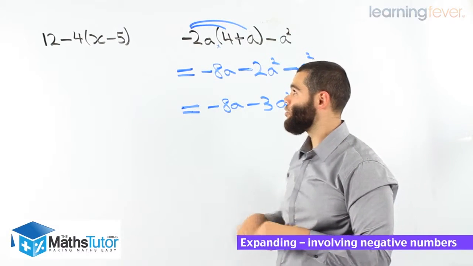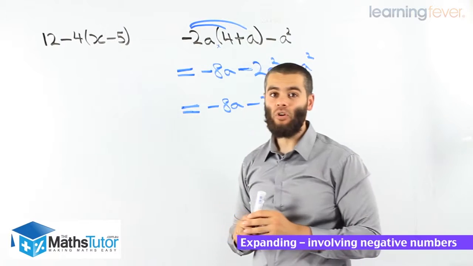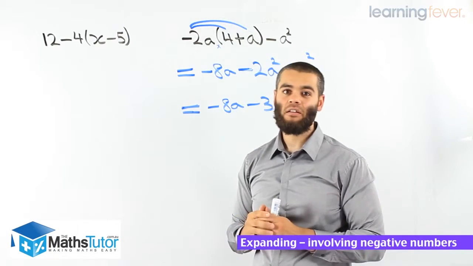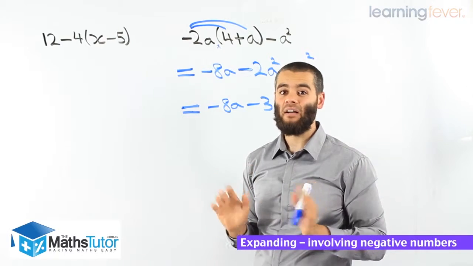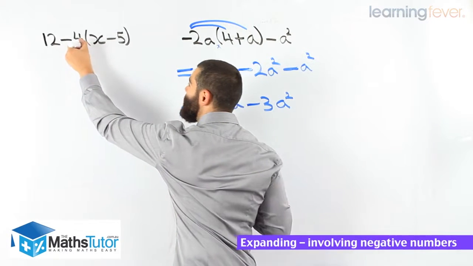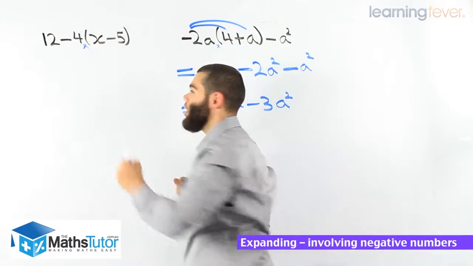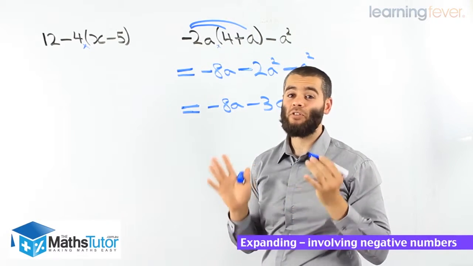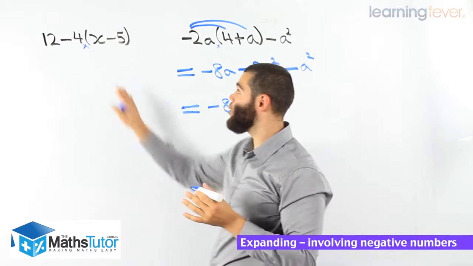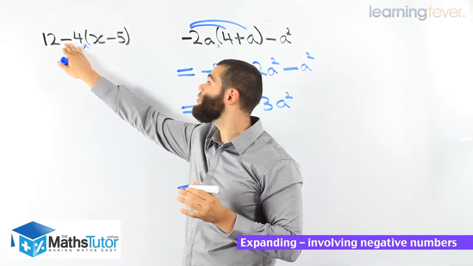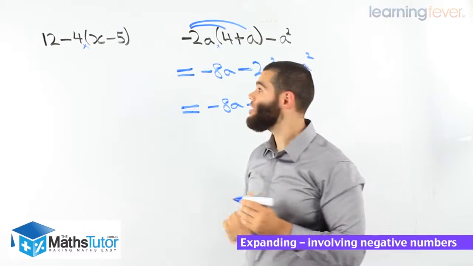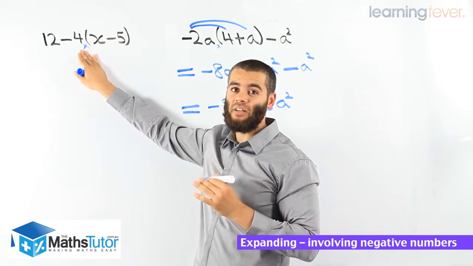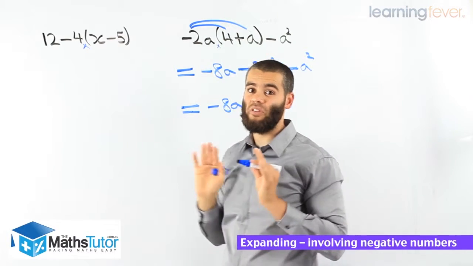Now, what do we do? Do we do 12 take away 4 and get 8, and then 8 times everything inside the bracket? The answer is no, never. Why? Because there's a multiplication here. And we know BODMAS says brackets, order, division, multiplication, addition and subtraction, it says that you have to do multiplication before addition or subtraction. Here we have a subtraction, here we have a multiplication. So multiplication comes first. Very important that you note that.